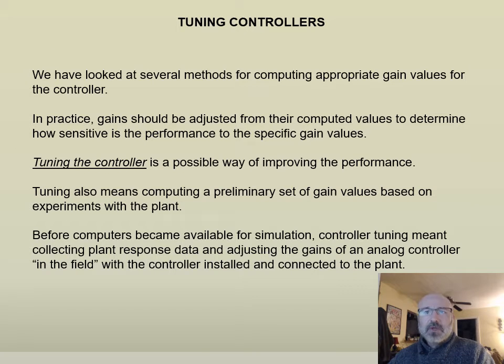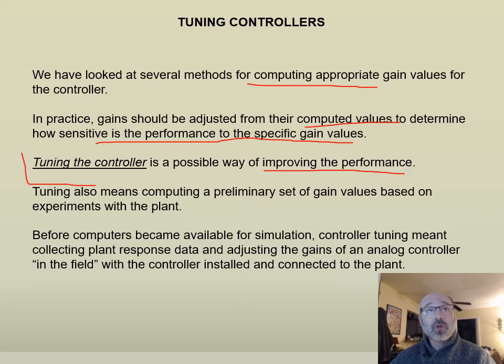So we've already discussed a few different ways to compute the appropriate gain values that we're going to use for a controller. Well, in practical applications, these gains should be adjusted from their computed values in order to determine how sensitive the performance needs to be to the specific gain values. Now, one of the best ways to improve the performance of a system is to actually tune the controller. So what is meant by tuning? Tuning also means computing a preliminary set of gain values based on experiments with the plant.